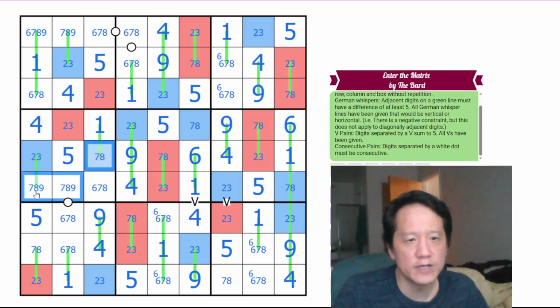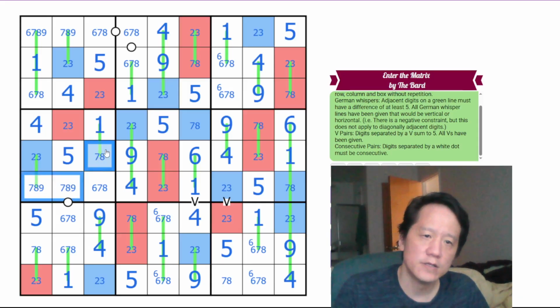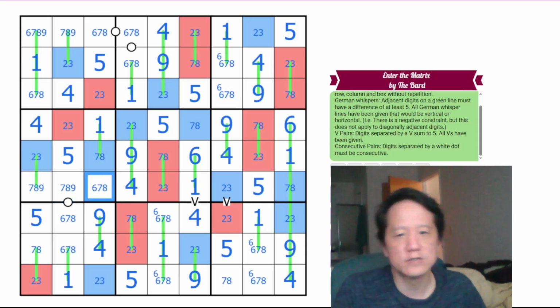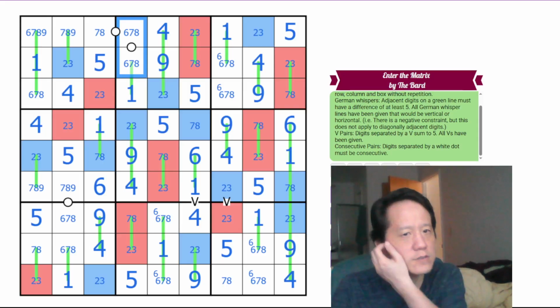Okay, we have a 7, 8, 9 triplet, which eliminates 7, 8, and 9 in the rest of the box. So this must be 6. This can't be 6. 7 or 8 could be with 6, 7, or 8. That's fine. One of these is the blue one. We're not sure which.